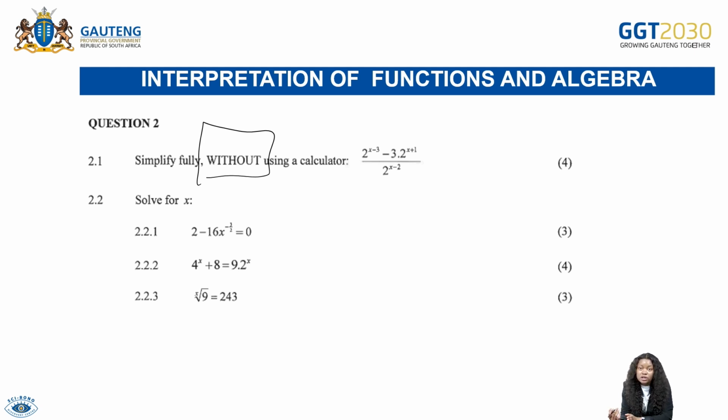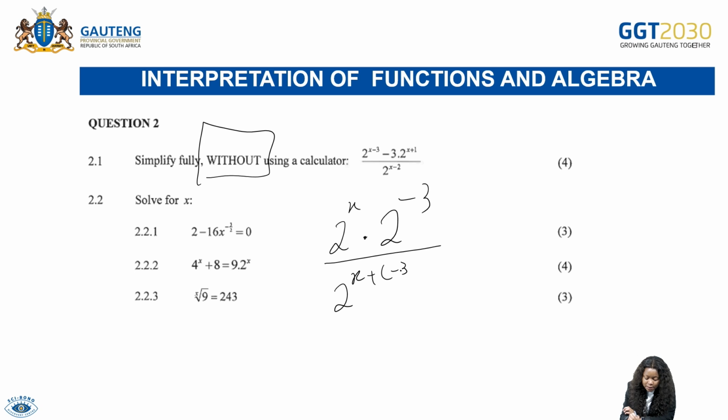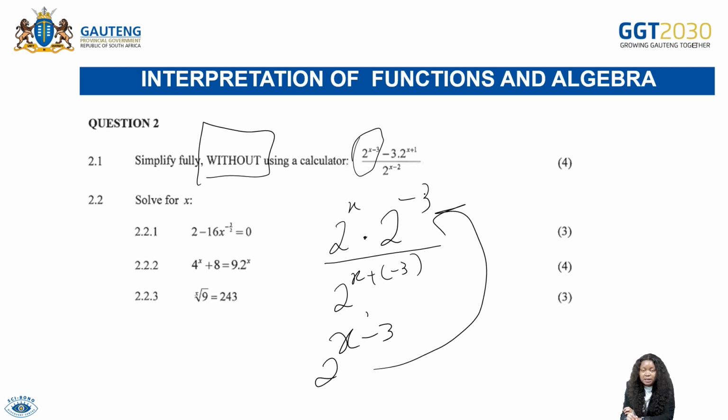So here you need to remember your laws of exponents. Ne? When you are multiplying the same bases, you add the exponents. So if I have 2 to the exponent x times 2 to the exponent negative 3, if I multiply the 2s, I'll get 2 to the exponent x plus negative 3, which is just 2 to the exponent x minus 3. So before this became 2 to the exponent x minus 3, initially it was 2 to the exponent x times 2 to the exponent negative 3.